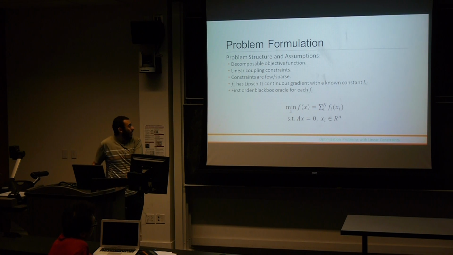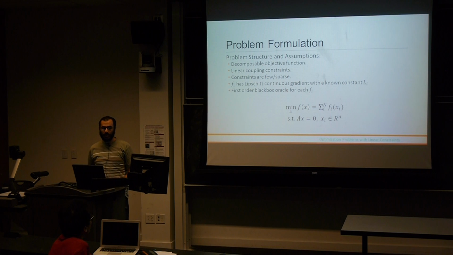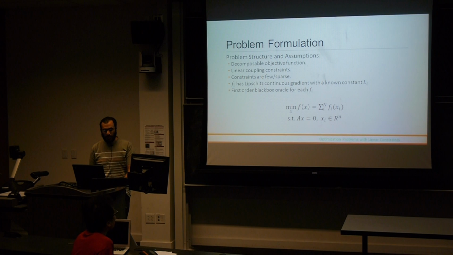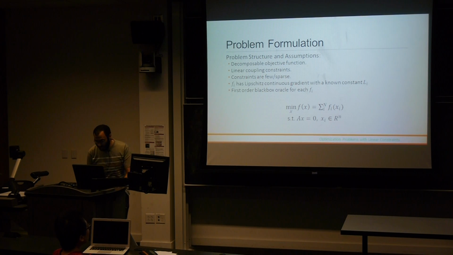We have an assumption that the constraints are nice in terms of number and/or sparsity. What nice means will become clear later. We assume that fi has Lipschitz continuous gradients, and the Lipschitz constant is known. And we assume that you have a first order black box oracle for each fi.